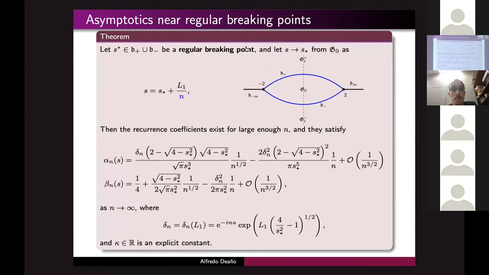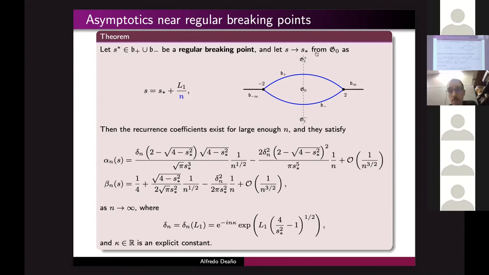So you have the one-cut case and the two-cut, and then in between, you can study first the regular breaking point. This is along these blue curves, B plus and B minus. Here you can study what happens as you let S tend to S star, a point on one of these breaking curves. You have to do what is called a double scaling limit, because you let n tend to infinity and you let S tend to S star in a coupled way. And this speed, 1 over n, is the critical one, where you see a non-trivial asymptotics. Then recurrence coefficients exist for large enough n, and they have this kind of expansion. It's a bit uglier than before, with fractional powers of n, and you have this S star and other parameters floating around, but everything is explicit, and you can compute more terms if you want.